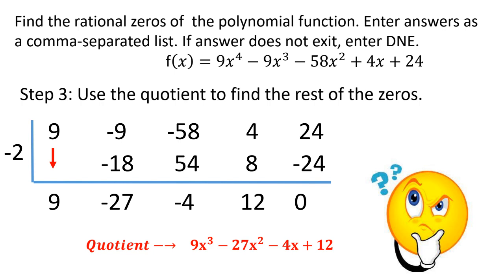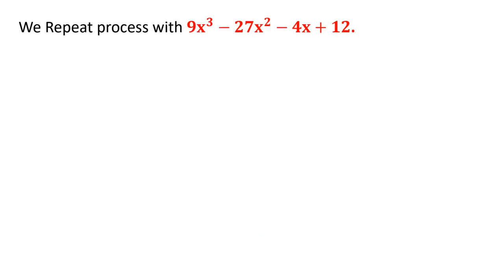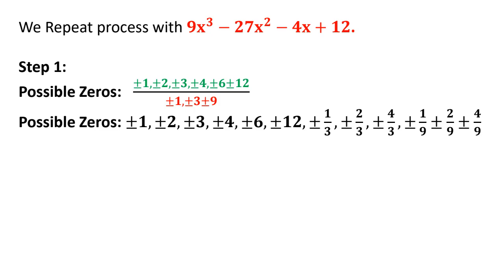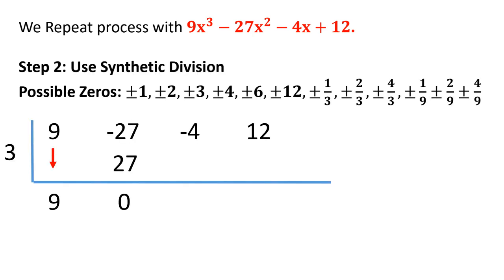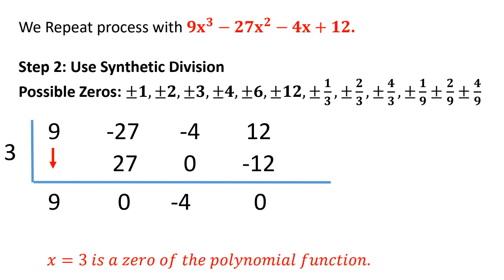So what can I do? One of the things that we can do is, again, repeat our process. Go ahead and use my long list of possible zeros from my constant, which is 12. My leading coefficient was just 9. And it gives me this list again. Since I had already chosen 1 and -2, let me choose 3. If I choose 3, again, we have another zero: x equals 3 is another zero.